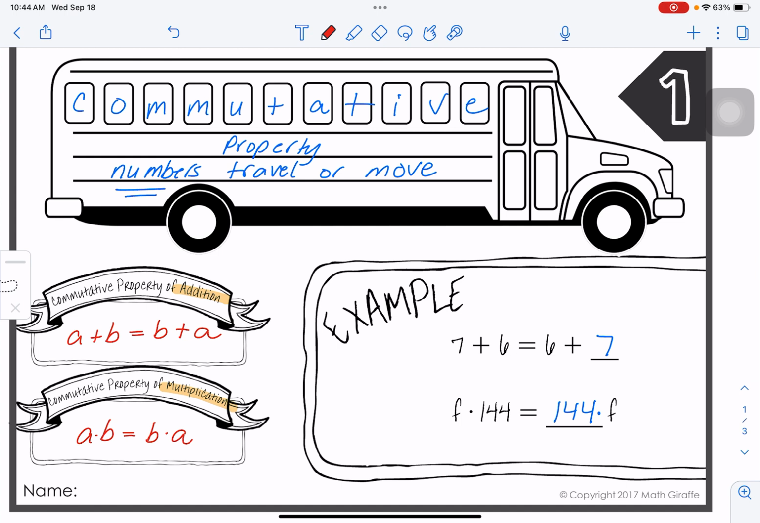So sometimes you might see these words tagged on to the commutative property, and that's just identifying the operation that is occurring in them. So commutative property means to travel. In the commutative property, the numbers travel. Right?